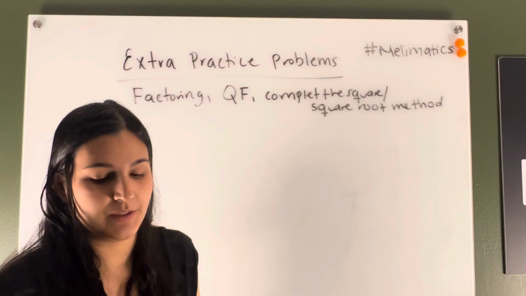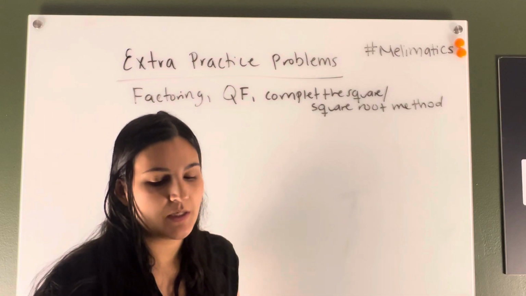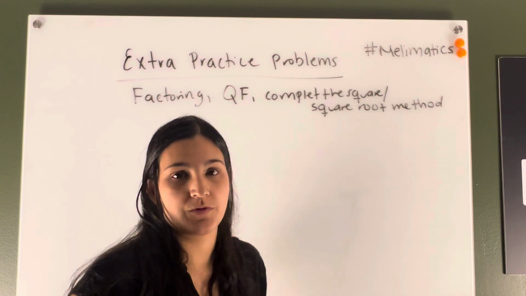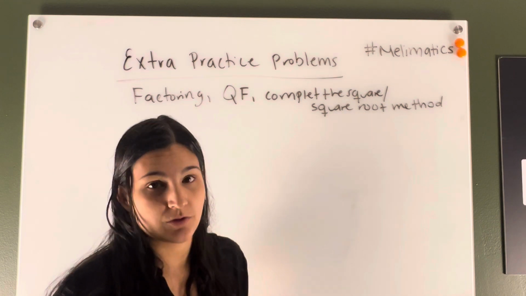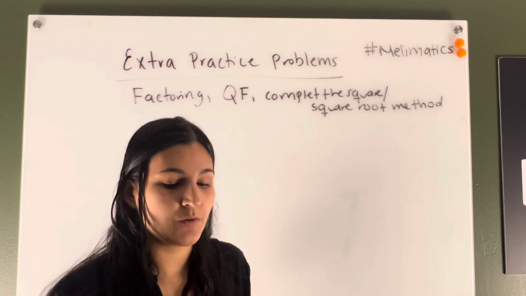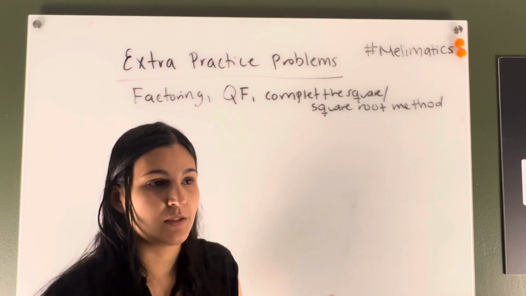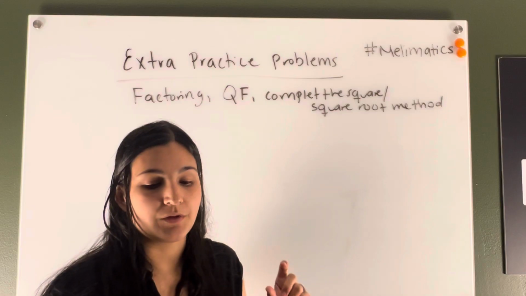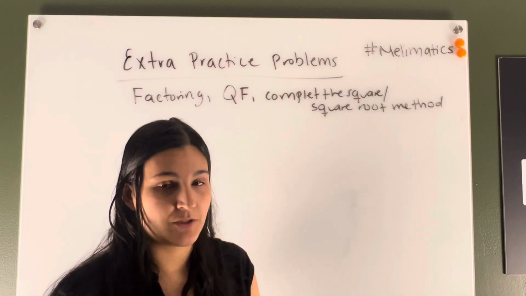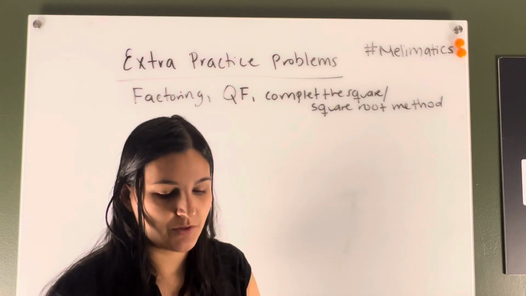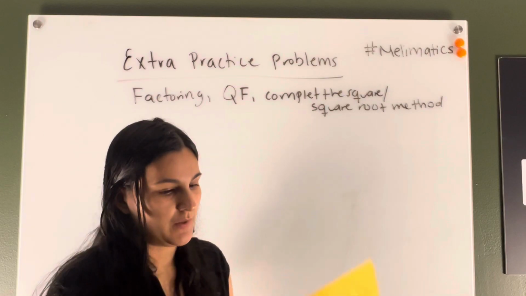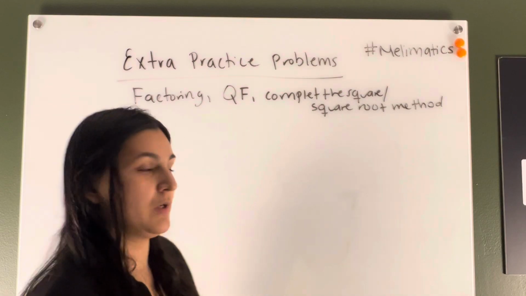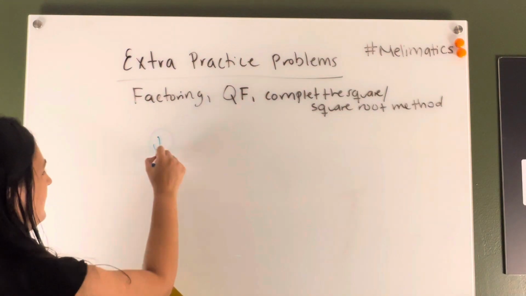Complete the square is definitely useful, especially when it comes to circles, right? So if you want to put a formula that looks like a circle into the equation of a circle, you want to use complete the square to do that, and then you'll be able to find the center of the circle. But otherwise you could do quadratic formula and you'll get the same answer. All right, so let's get started with some review problems. So first one.